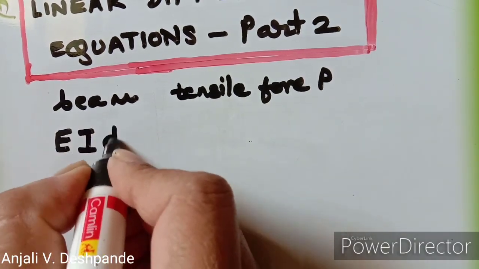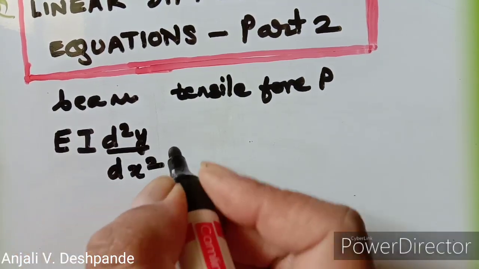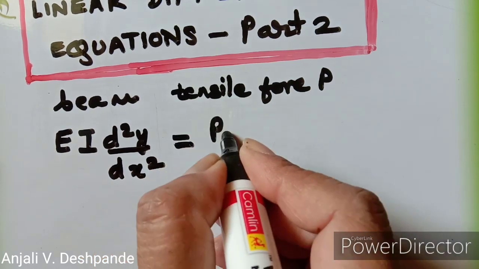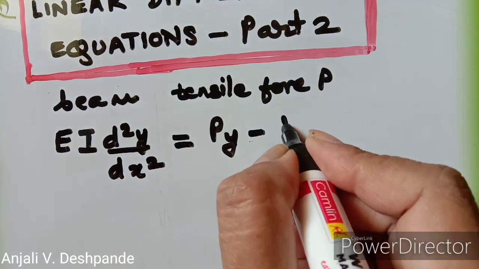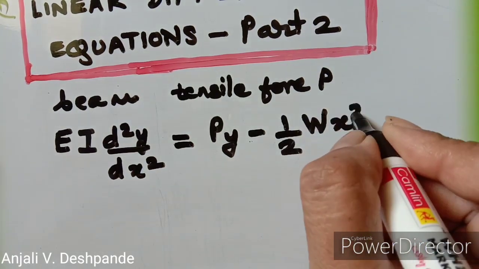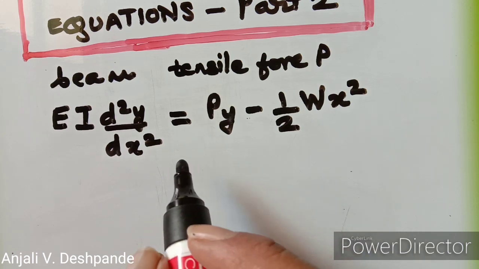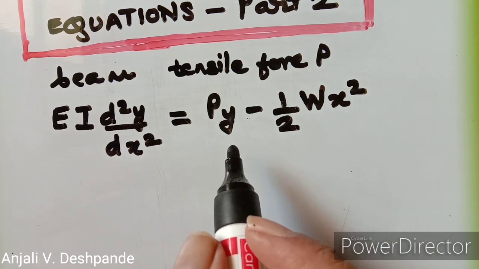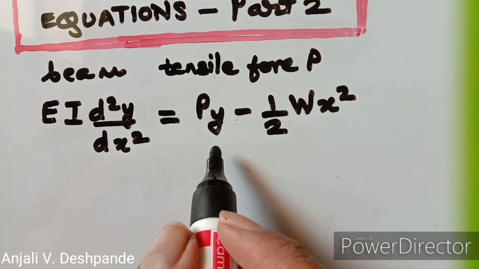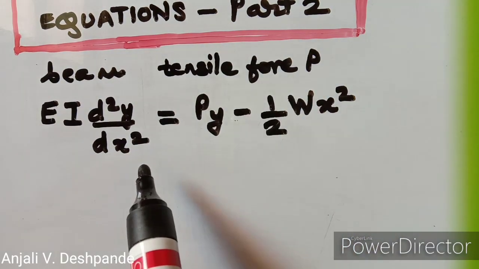EI d2y by dx square is equal to Py minus 1/2 w x square. So this is the differential equation satisfied by a beam which is uniformly loaded and with one end fixed and the second is subjected to one tensile force P.